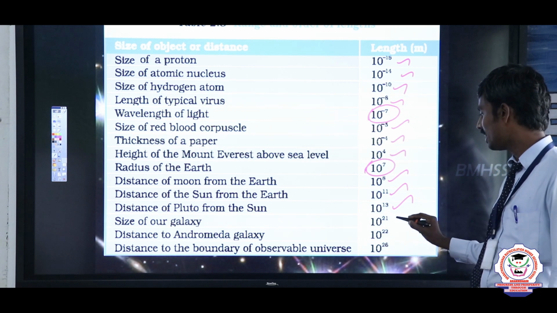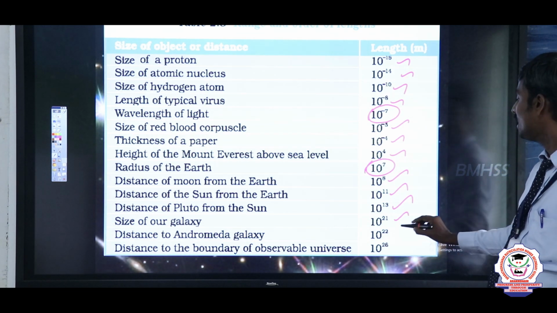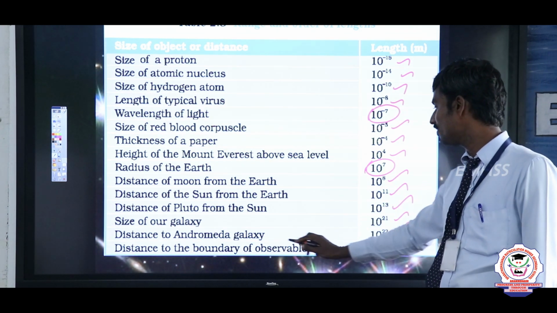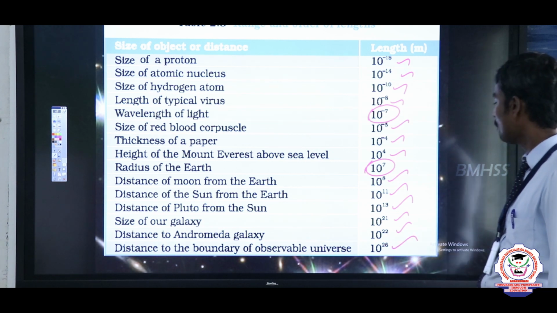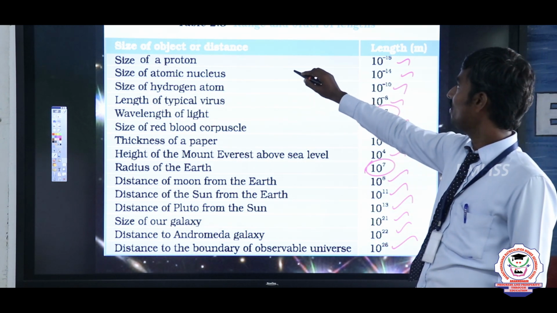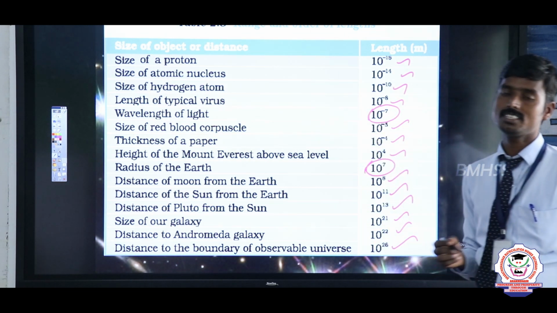Size of our galaxy 10 power 21 meter. Distance to Andromeda galaxy 10 power 22 meter. The last one is distance of the boundary of the observable universe, 10 power 26 meter. So this is the long range or short range of the order of length. Okay, just keep this in mind.